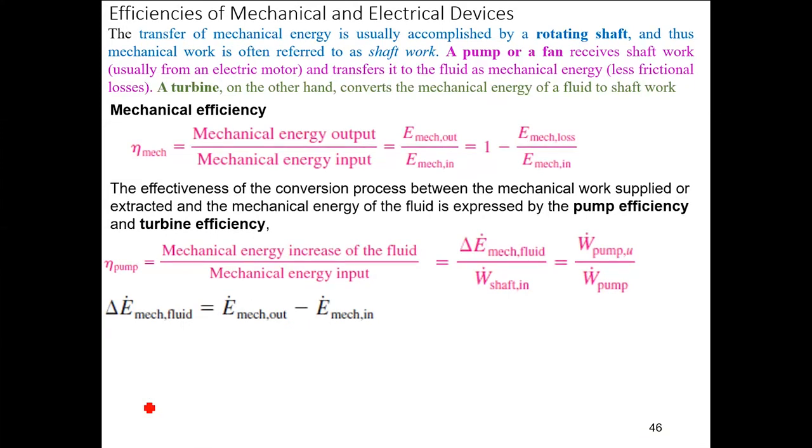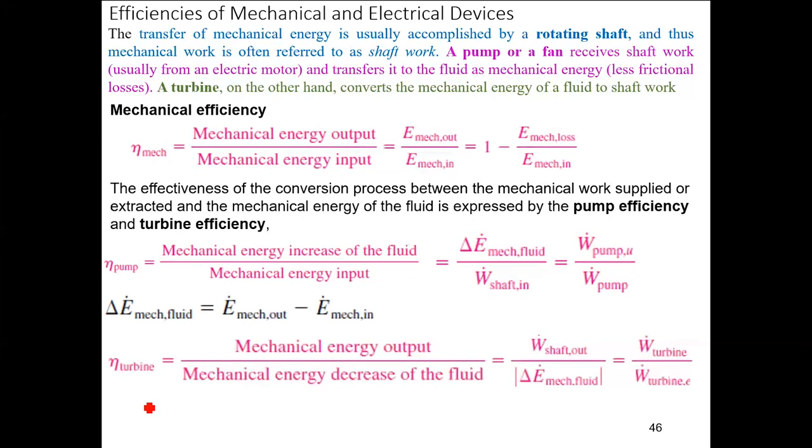In the turbine, it's exactly the opposite. In a turbine, you are extracting the energy of a fluid. So the mechanical energy decrease of the fluid is your input, and the energy required to rotate the shaft would be your output. That means the energy produced by the turbine would be your output, and the energy decrease of the fluid would be your input. Is this point clear?